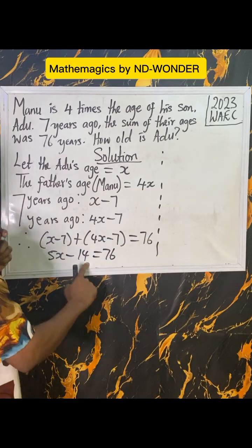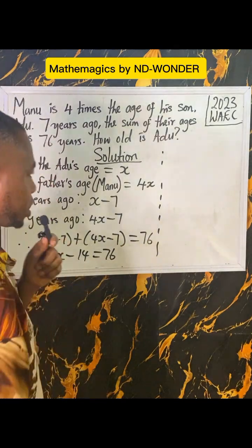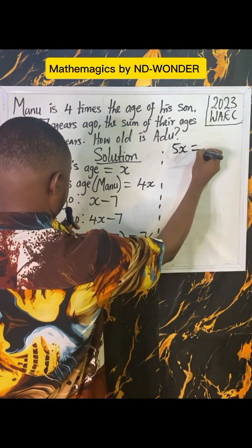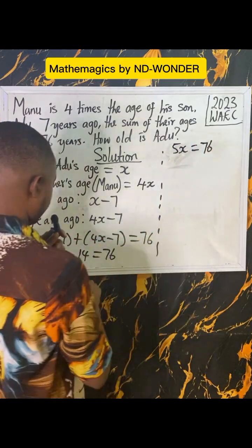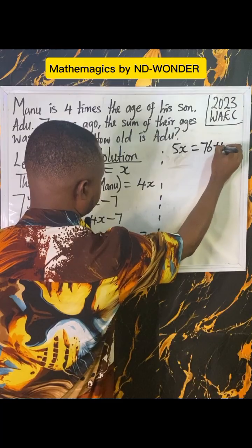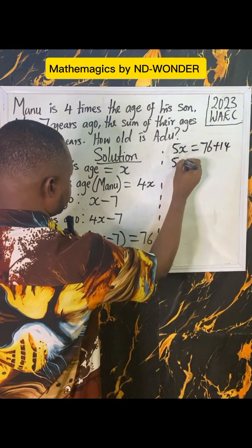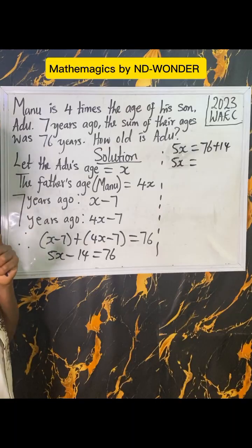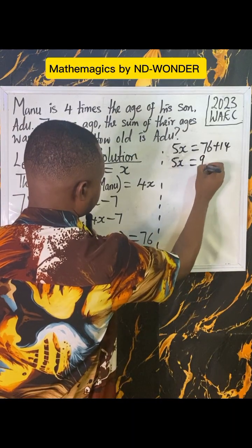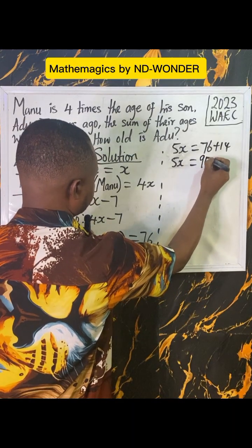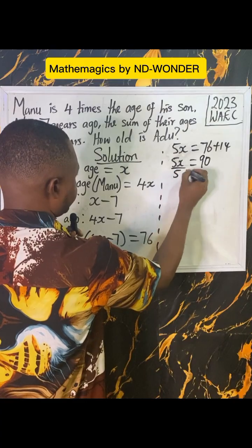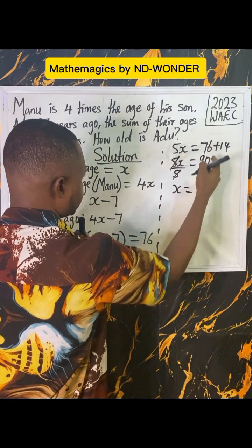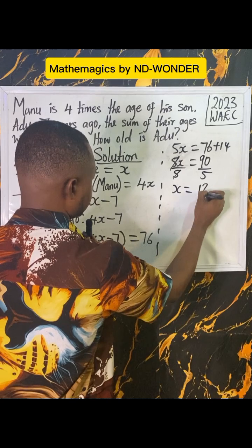Next thing we need to do is to add 14 to both sides. 5x will be equal to 76 plus 14, which will give us 90. Then we divide both sides by 5. X is equal to 18.